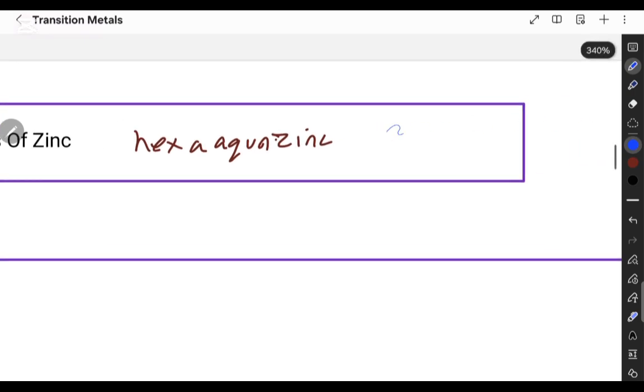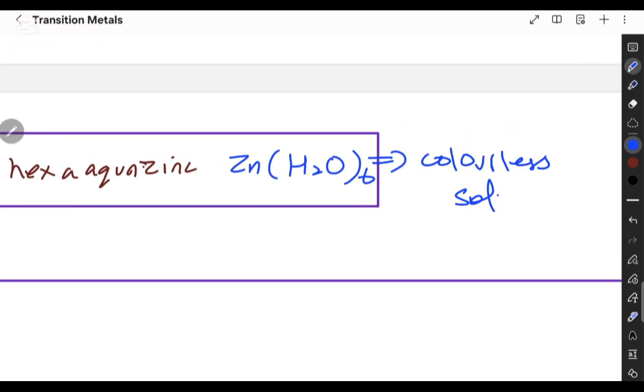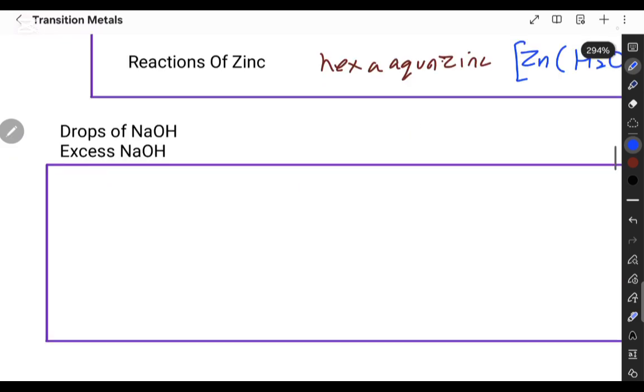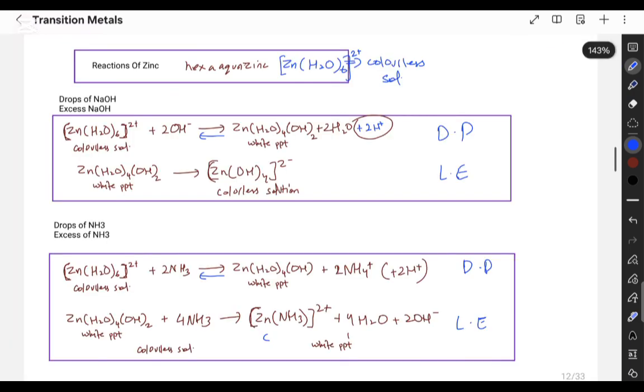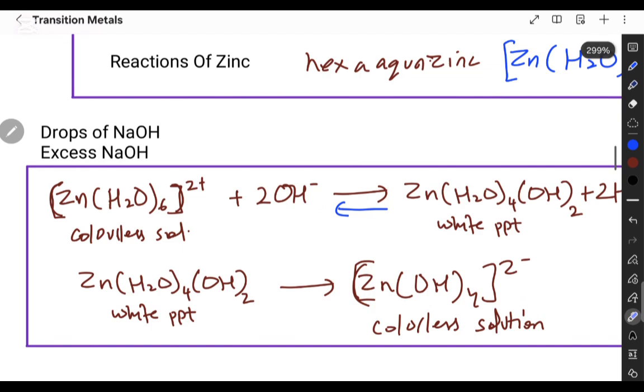So we're going to have our zinc H2O6, which is going to be a colorless solution, and it has a +2 charge. So when you add drops of NaOH, what happens? Here I've written all of the reactions down. We have hexaaqua zinc reacting with drops of sodium hydroxide. There are 2 hydroxides that are going to react and remove that +2 charge.